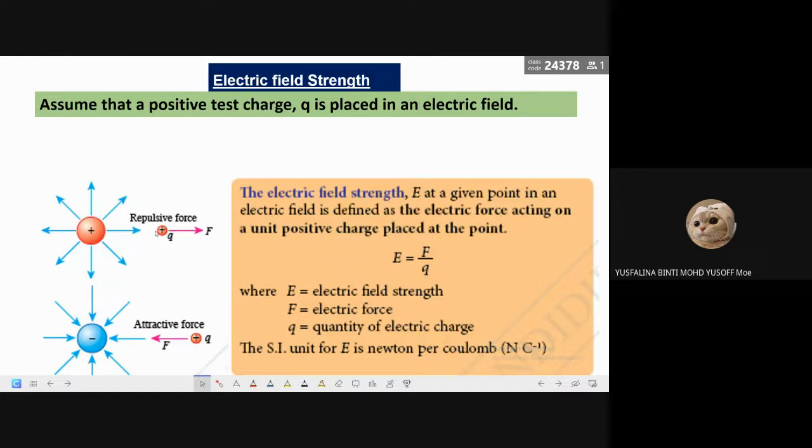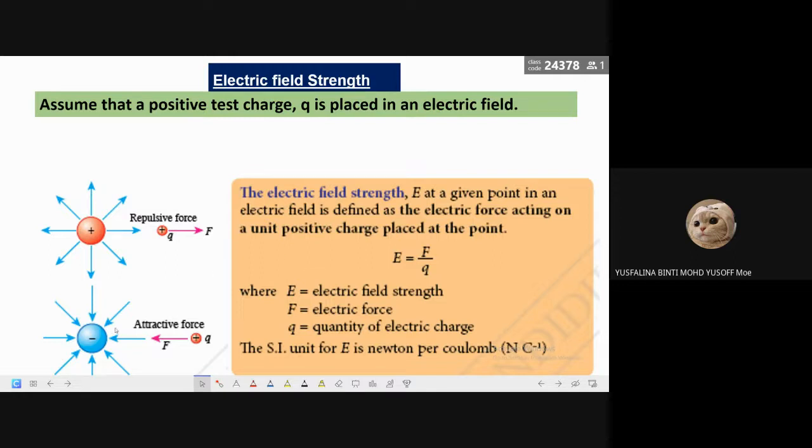When they oppose each other, it means there will be a force, right? A force that makes the charge move away from the positive charge because they have the same charge. The force used to push away the positive charge is called a repulsive force. We can calculate it by using the formula E equals F over Q.